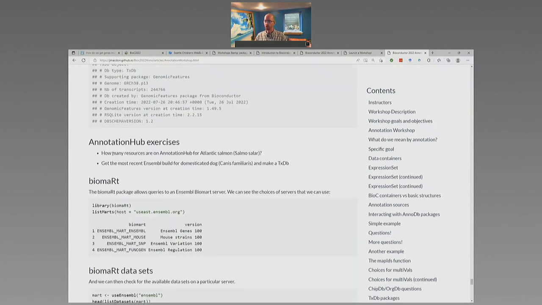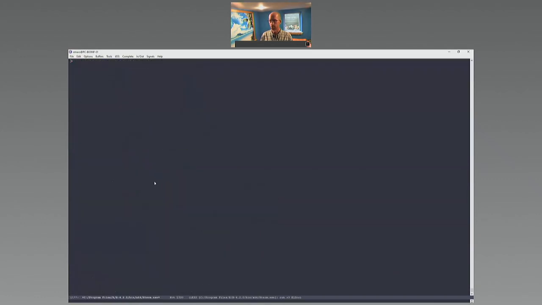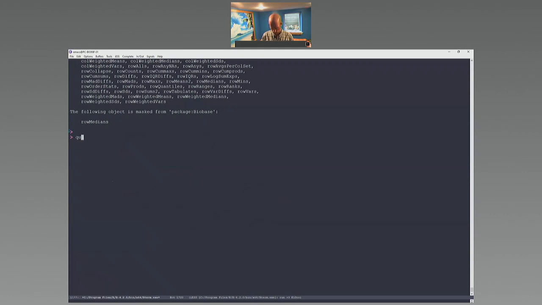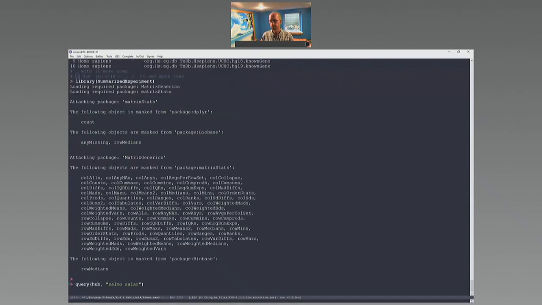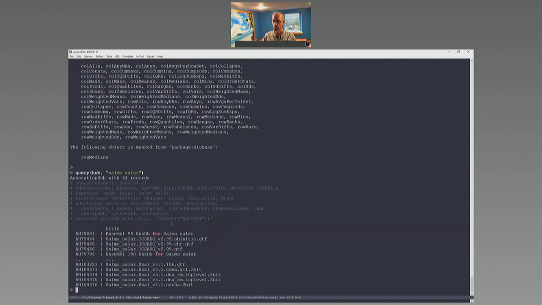Questions. How many resources are on Annotation Hub for Atlantic Salmon? So we sort of already know how to do that, right? So we do my resources. So we just query on that species, and there's like 64 things here.